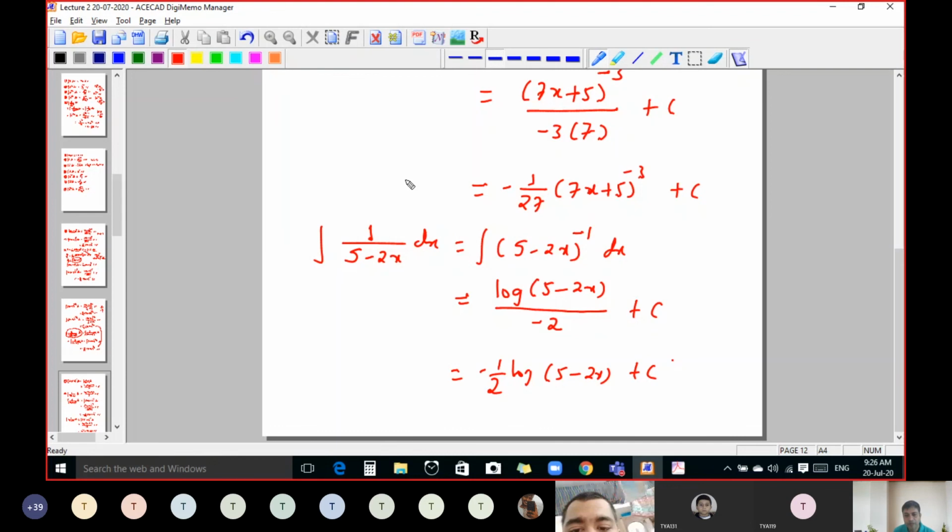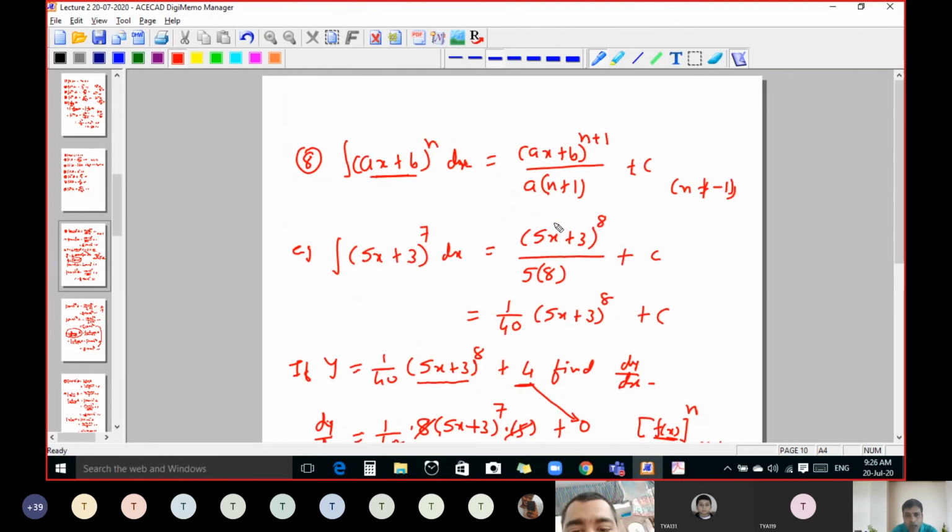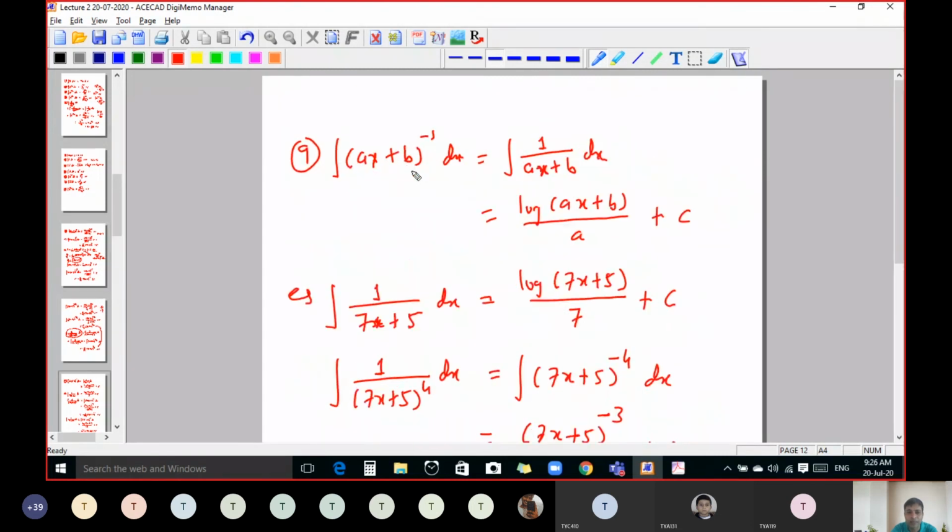So if n equal to minus 1, then we get the answer in terms of log, or else we have to always use this result. But once again, please bear in mind, this result is applicable only for linear functions. Linear function means the function which is in the form of ax plus b.